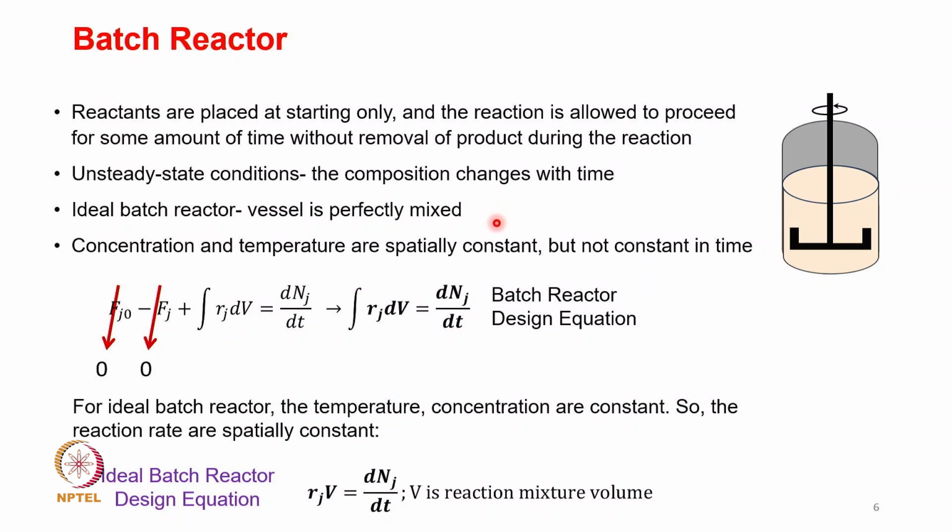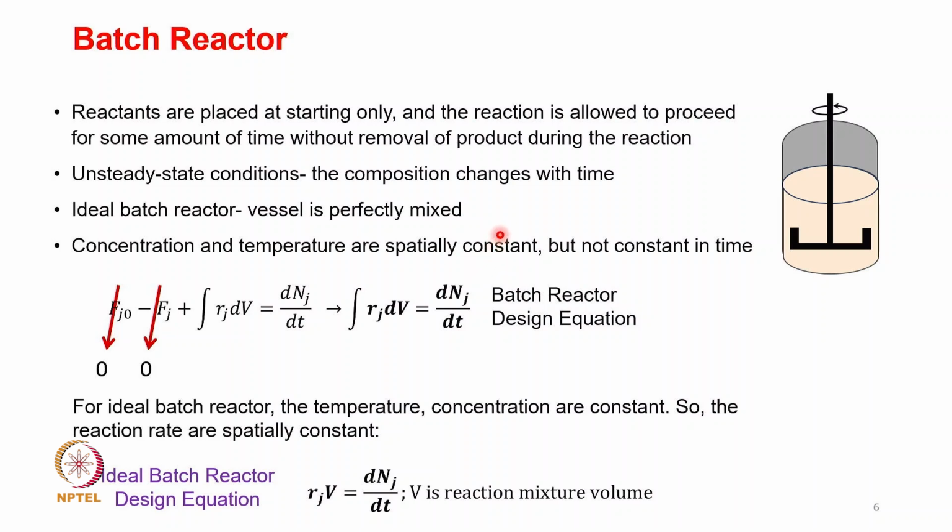Now let us try to write the balance specific to the batch reactor, assuming the concentration and temperature are spatially constant but not constant in time. This is very important: it is only spatially constant. At a particular time it may be constant spatially, but over a period of time, as the reactants are consumed and the products are formed, it is not constant in time.